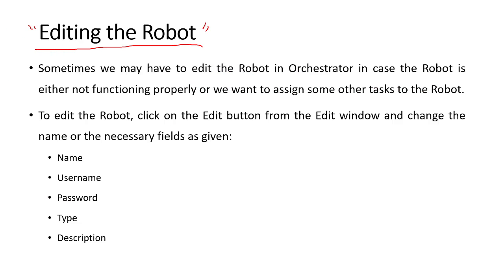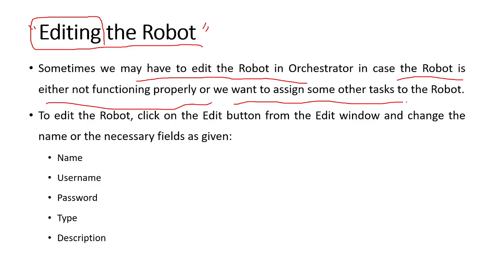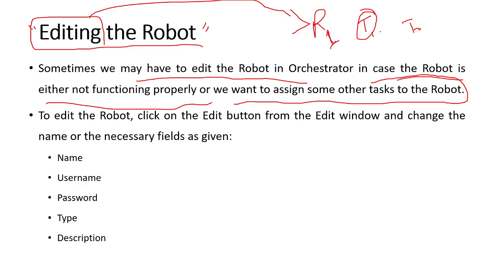So obviously people are familiar with when you will go for editing, right? So similarly here, sometimes we may have to edit the robot. We shall see this in the case the robot is either not functioning properly, or we want to assign some other task to the robot. Okay, that's straightforward, right? So when you want to manipulate the robot, let us assume that robot R1 was carrying out the task called T1. Now let us assume that the robot R1 has to carry out the task T2 instead of T1. Then obviously you need to go for the editing option.